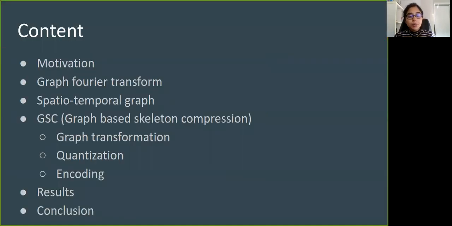So this is the roadmap. I'll start with the motivation behind the work. Then I'll talk about graph Fourier transform, the spatiotemporal graph we have used in this paper, the proposed graph-based skeleton compression, which includes graph transformation, quantization, and encoding. Next, I'll talk about the results and then the conclusion.